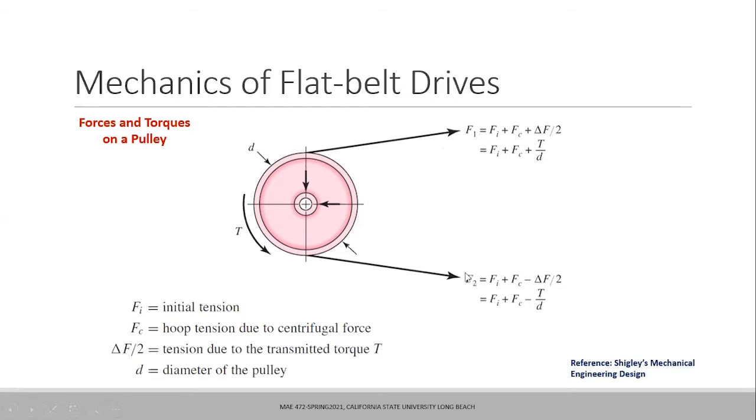Both the tensions on the two sides comprise different components. The first component is the initial tension in the belt, then the centrifugal force that we just discussed, and the last component is the force that comes from the transmission of the torque. These are the three components on the tighter side. The loose side will have the same initial tension and centrifugal force, but the negative of the differential force that is required to transmit the torque. So these are the different components of the forces on the tighter side and the loose side.